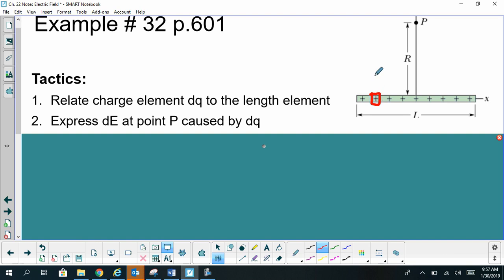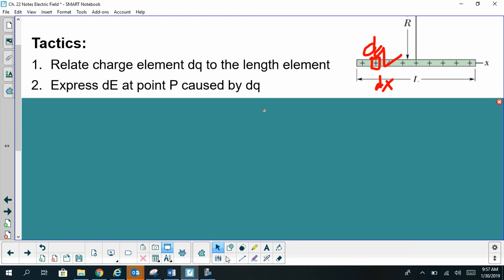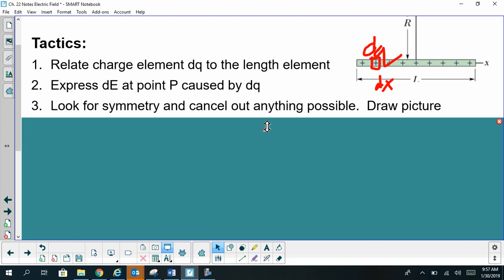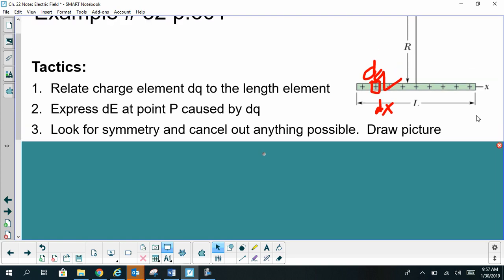Okay, so here's my little dq, laying on my dx, or as part of my dx. So we're going to express the electric field at this point right here due to my little charge on my little length element there. Then our next step is going to be to look for symmetry and cancel anything out possible. You can actually start looking at step 3 before you even start, and I would suggest doing that.